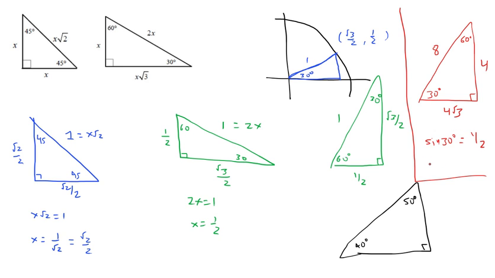Very similarly, if I ask you for the cosine of 30 degrees, it'll be the adjacent side divided by the hypotenuse, 4 radical 3 over 8, which is just rad 3 over 2. And what does that mean? It means that the cosine of 30 is always radical 3 over 2.